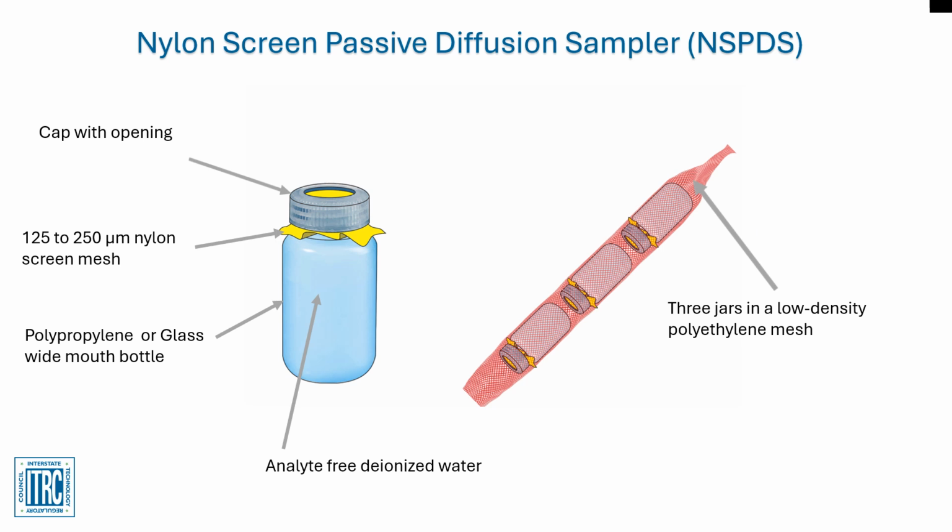A single sample bottle can be deployed, or sample bottles can be stacked in a polypropylene mesh bag for groundwater and surface water sampling. For sediment pore water sampling, a more rigid PVC cap is typically used to keep the integrity of the nylon screen mesh during deployment and retrieval.